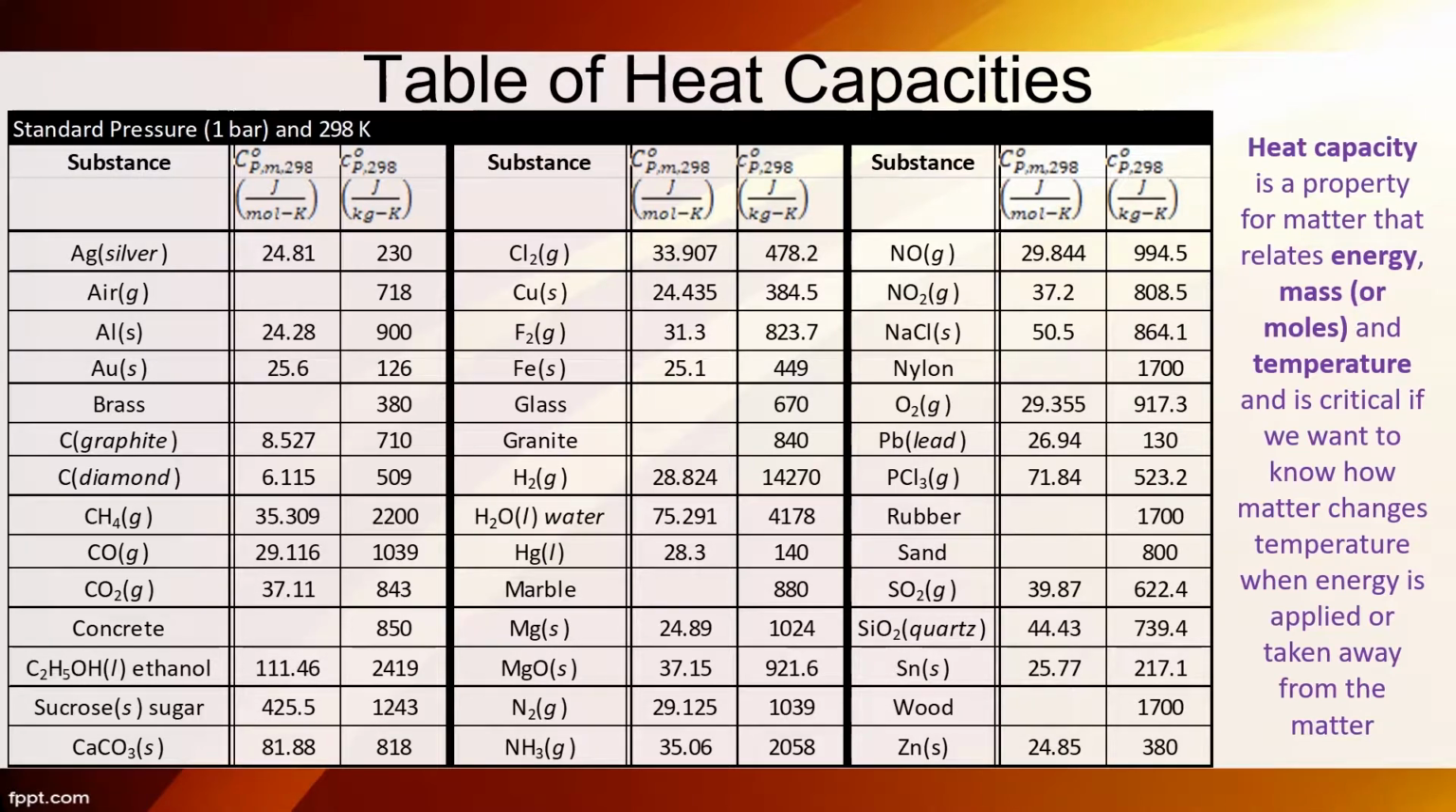Notice the specific heat capacities for the metals, such as silver, gold, or copper. These values are relatively low. They don't hold on to heat energy well and are used as heat conductors.